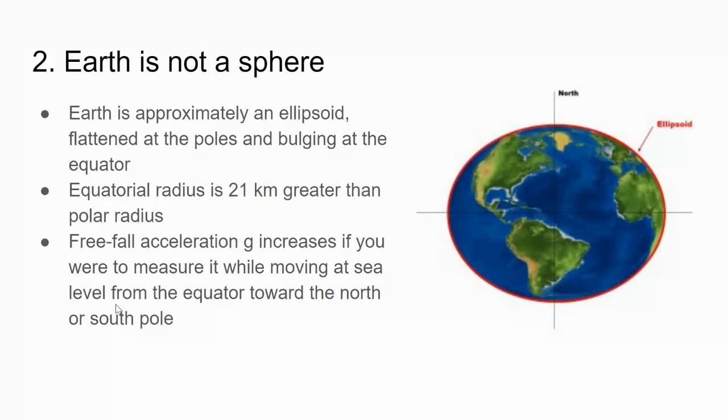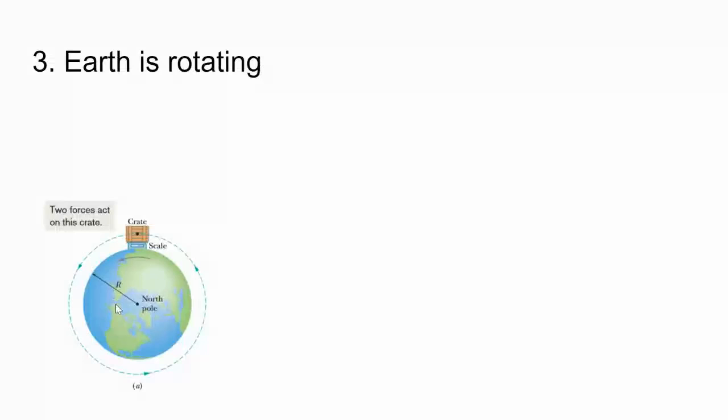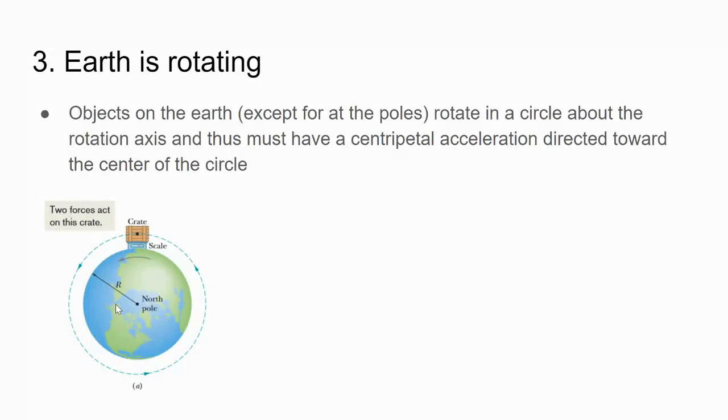And then last but not least, the third reason is that the Earth is rotating. So objects on the Earth, except for at the poles, of course, rotate in a circle about the rotation axis and thus must have a centripetal acceleration directed toward the center of the circle.